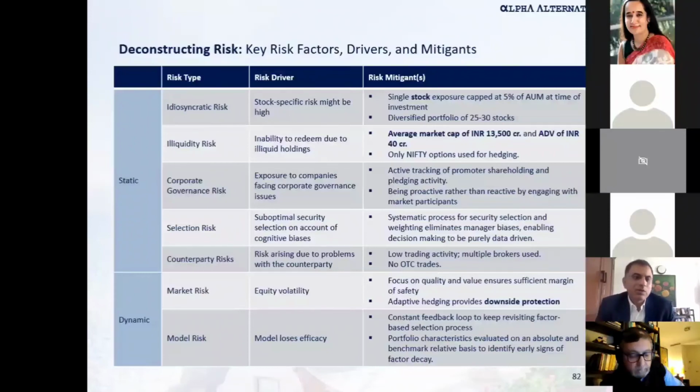So I just wanted to touch upon these two large risks which we look at through our systematic investing program. We have a lot of other risks like illiquidity risk and corporate governance, which through the factors we're able to address. But this is something that I wanted to talk about.